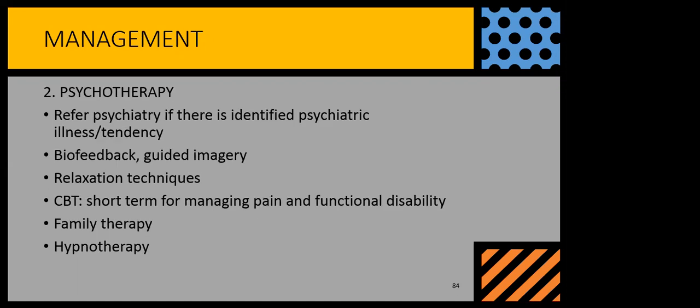Second is psychotherapy. So you can refer to psychiatry if there is an unidentified psychiatric illness or tendency, such as depression or being bullied, and then you can do many psychotherapies for patients, biofeedback or guided imagery. Guided imagery is like you want to distract the child from the pain, so you give the image. Okay. You can teach the child relaxation technique. And the CBT is cognitive behavior therapy, which you can use to manage the pain and functional disability for the short term. And a family therapy, you must include the father and mother in the psychotherapy also. And there is also hypnotherapy. Hypnotherapy is also a way to distract the child from the pain.